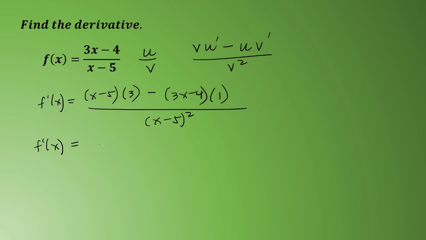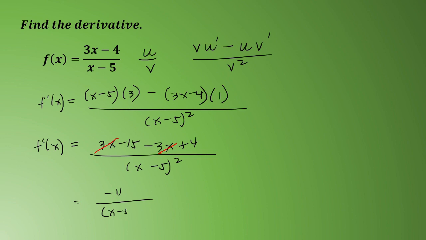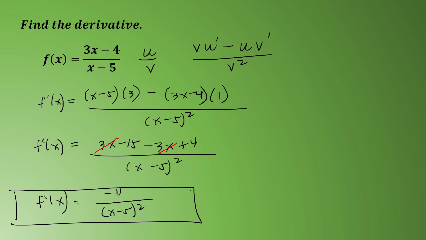So simplifying, we have 3x minus 15, multiplying 3 by x minus 5, and multiplying 1 by 3x minus 4 would be 3x minus 4 times negative would be negative 3x plus 4 over the square of our denominator. So this would be cancelled, 3x, and then negative 15 plus 4 is negative 11 all over the square of our denominator. So this is our derivative.